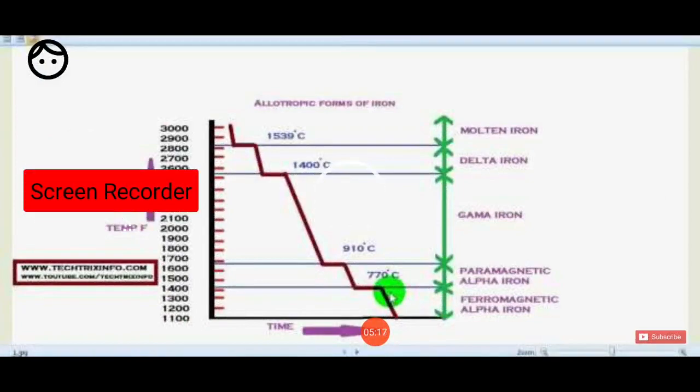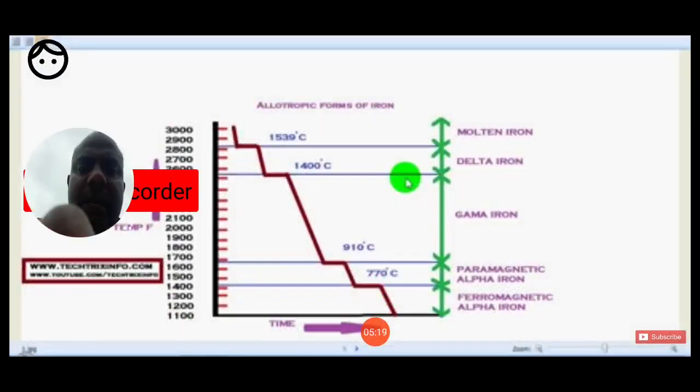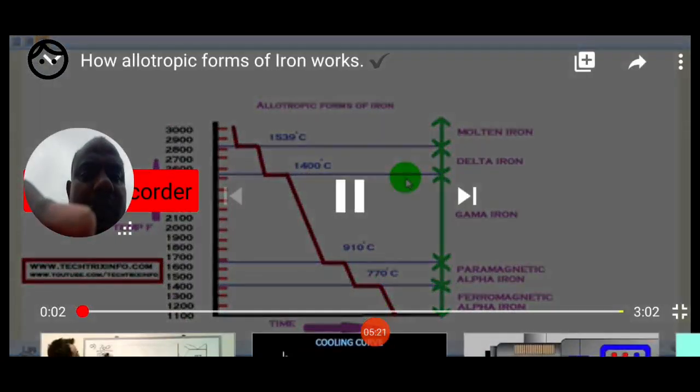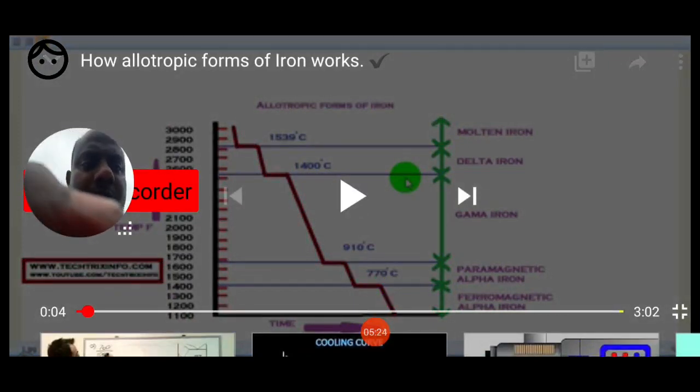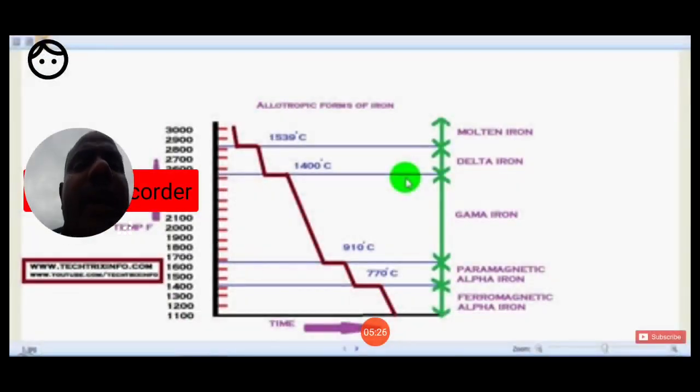Hi, good morning. Today we'll be learning about this diagram, the allotropic forms of iron. In the allotropic forms of iron you'll see different temperatures. In cooling, you get different types of structure. The same one material exhibits different types of structures. That's why it is called allotropic form or polymorphism.